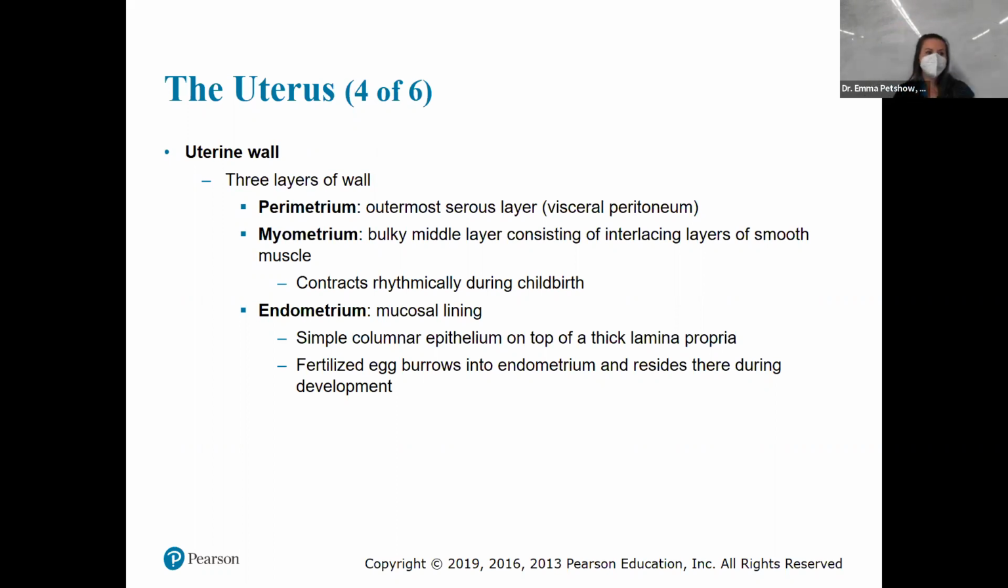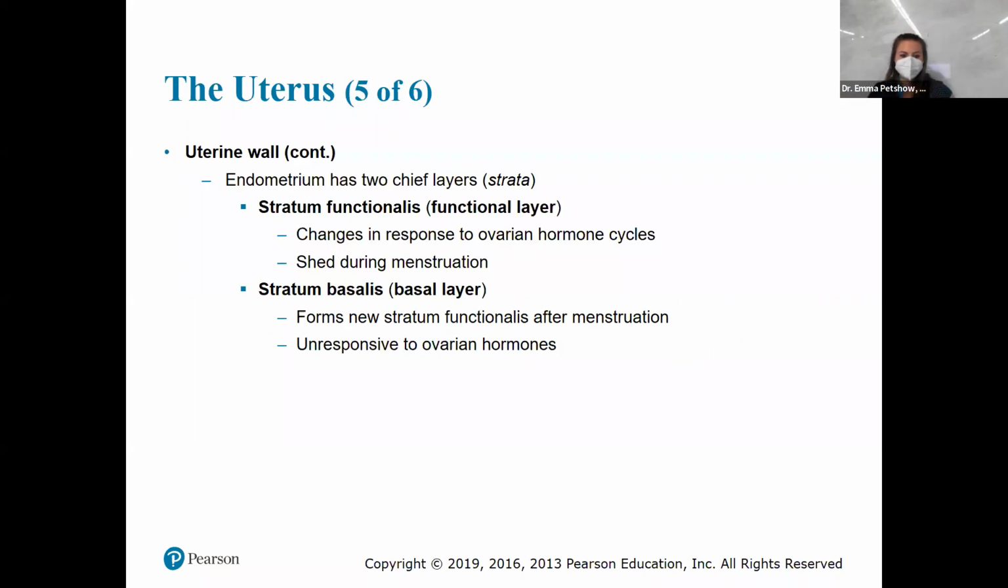It's very metabolically active tissue, right? Columnar cells have room for a lot of organelles, a lot of things that they can support. So the endometrium does have 2 layers, 2 strata: the stratum functionalis and stratum basalis, the functional or basal layer. The functional layer is going to change in response to ovarian hormone cycles, and it's the thing that sheds during menstruation.